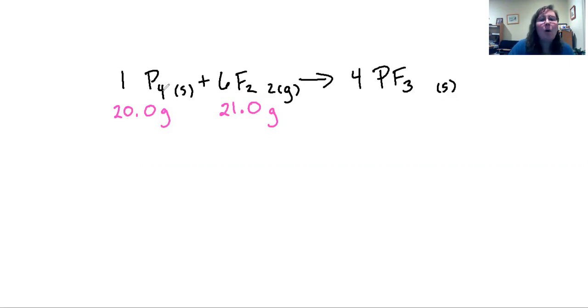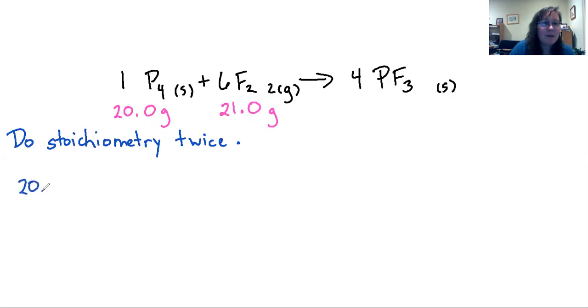Okay, so the other method for doing limiting reactant stoichiometry is to just do stoichiometry twice, once with each reactant. So I might start and say, okay, well, I have 20 grams of P4, and the next thing that I need there is a molar mass. And I think that was 120. Now I don't remember.